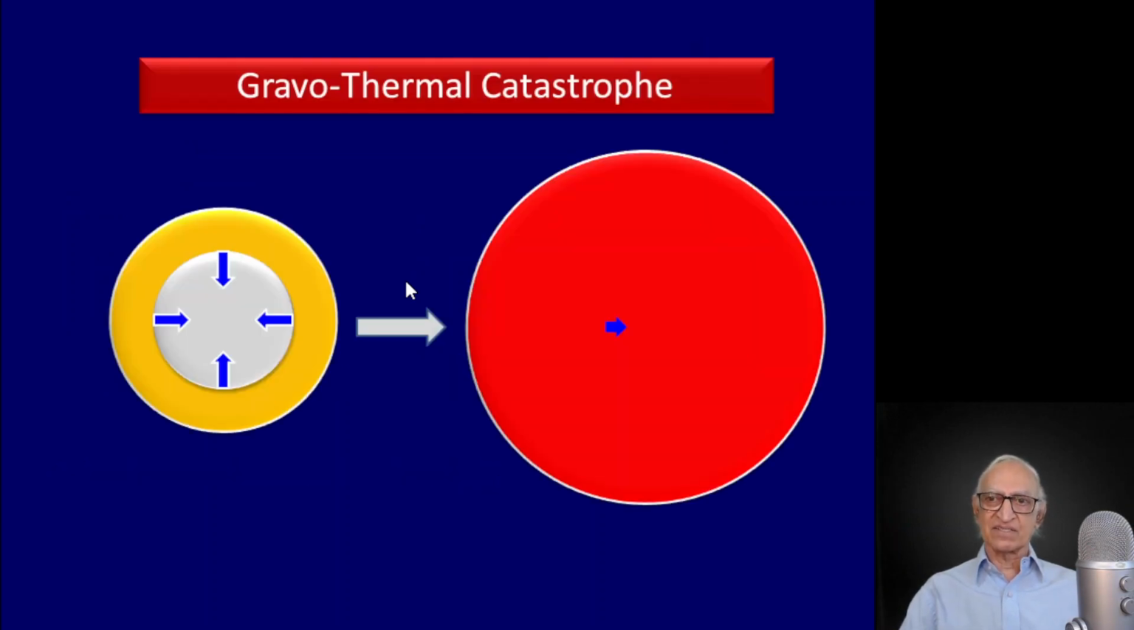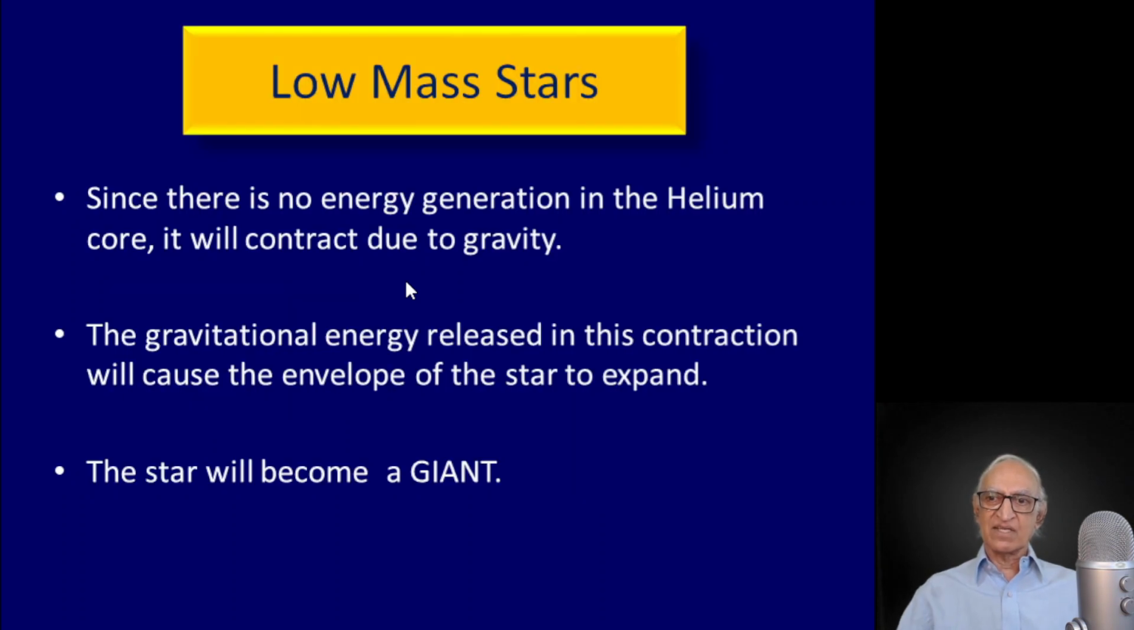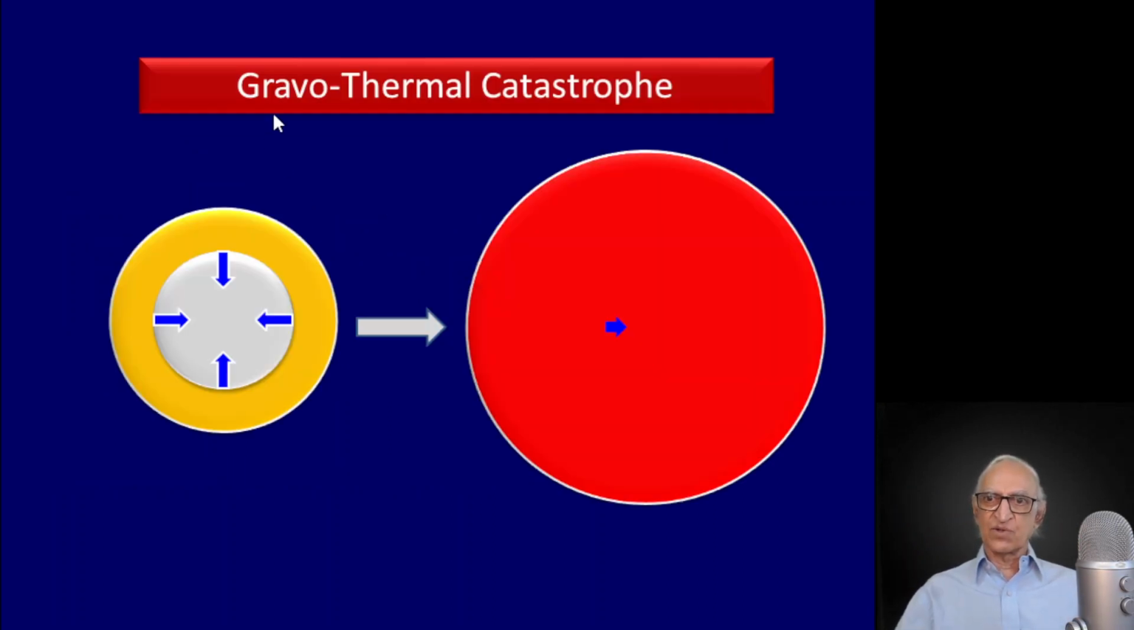Let's try to understand this. What I have said is, as the core contracts, the rest of the star will expand dramatically. Why is that? This is known as the Gravo-Thermal Catastrophe. Let us consider this star, which is hydrogen. This is not to scale. The star is 1,000,000 kilometers in radius, and this is the helium core that has been formed right in the center of the Sun.